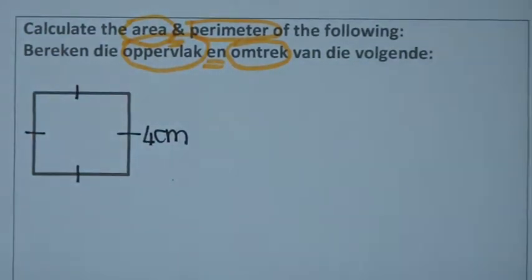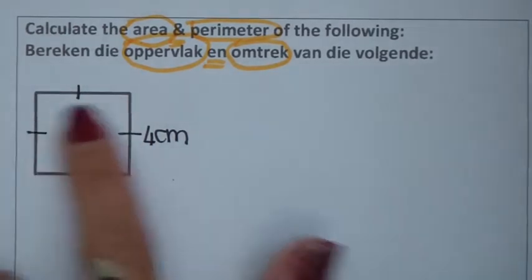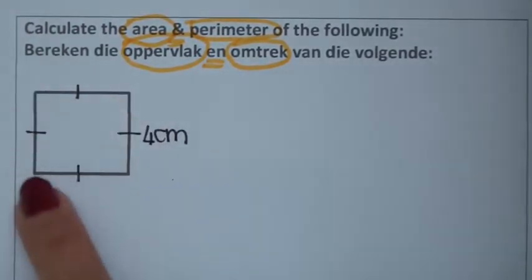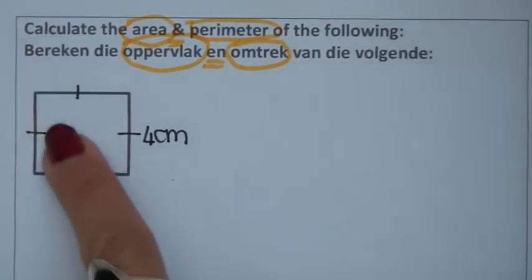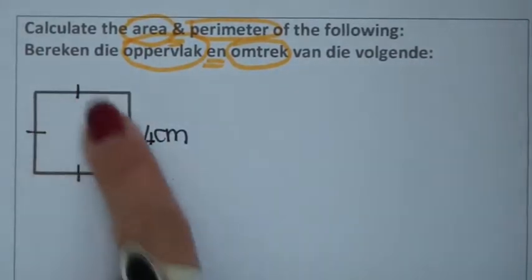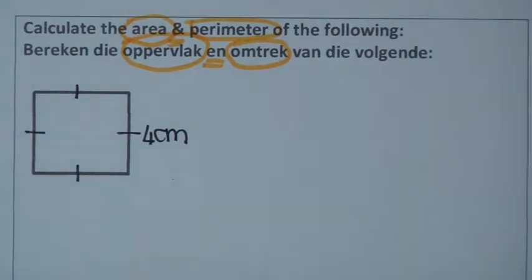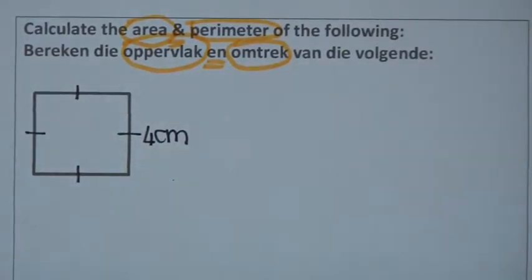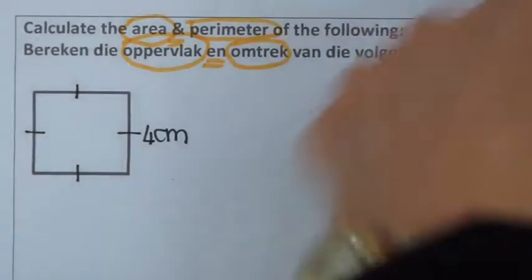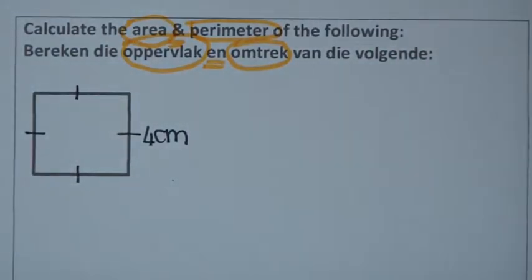And then they talk about the area, die oppervlak, and that is the inside. How much space does this shape take up? That is the area. Hoeveel spasie neem hierdie vorm op? Dit is die oppervlak. Okay, wat ons nou gaan doen is, ons gaan nou net gou kyk wat 'n vorm is dit en wat weet ons van hierdie vorm.